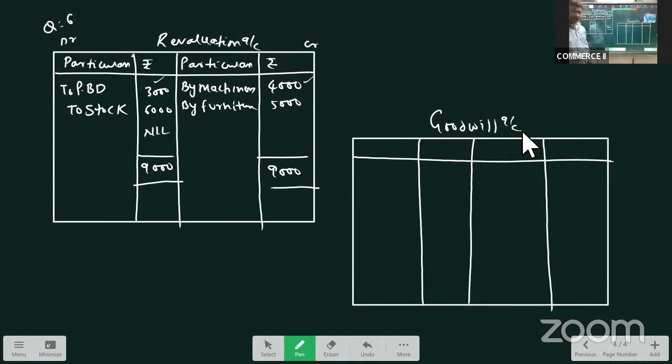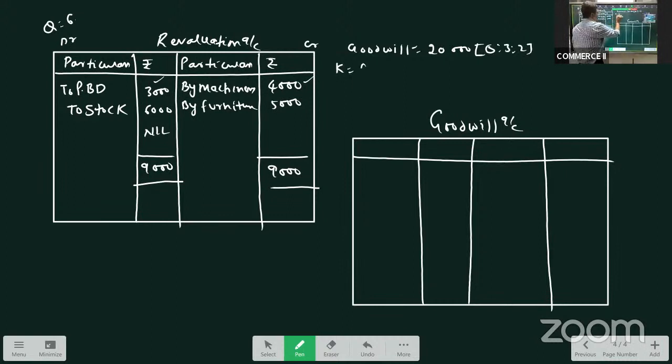Goodwill when valued will always show a debit balance. When goodwill is raised or created, it will always show a debit balance, right? So what is the amount given? 20,000. And what is the ratio? 5:3:2. So how do we distribute goodwill? The amount of goodwill is 20,000 and the profit sharing ratio is 5:3:2. And who are the partners? Kamala, Amala, and Vimala.